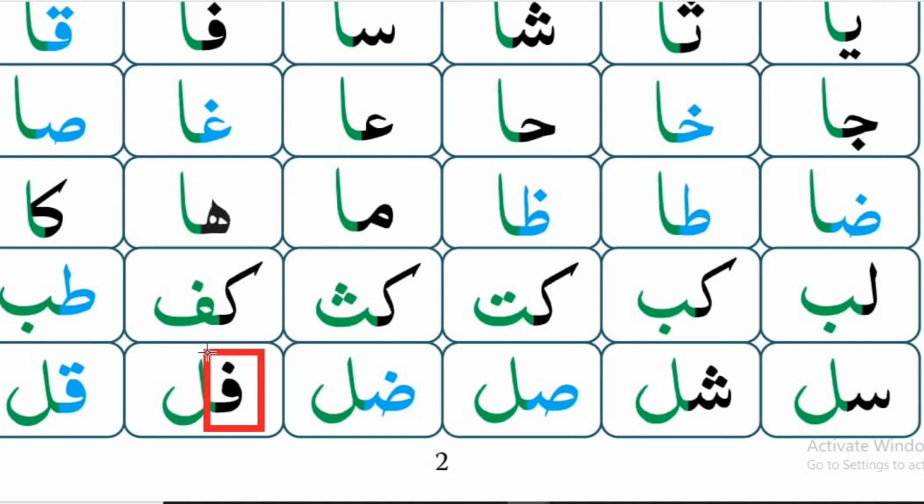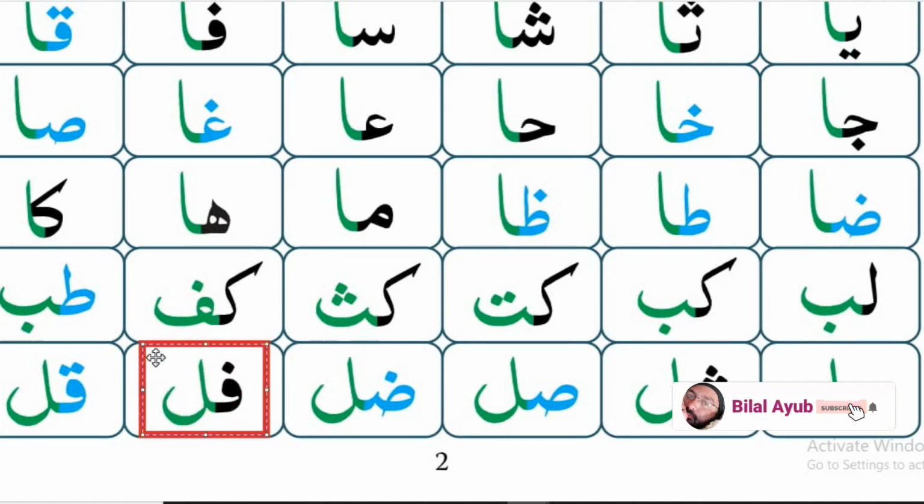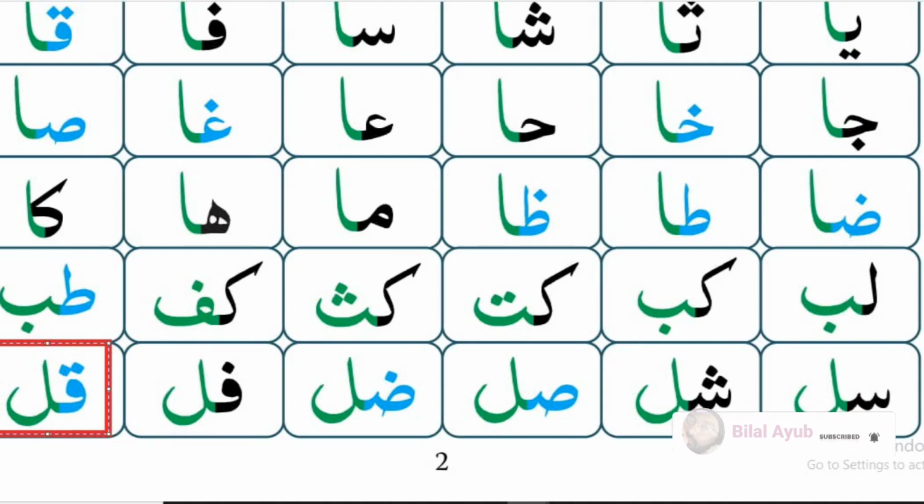So remember, this is the half shape of fa, and this is the full shape of fa. So the letters are fa lam, and here you can see qaf. The difference between the two is only a dot. The shape of the letters is exactly the same. The only difference is that the first one, fa, has one dot on top, and the other one, qaf, has two of them on top. So fa lam and qaf lam.